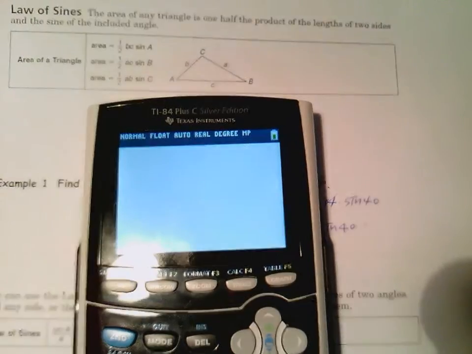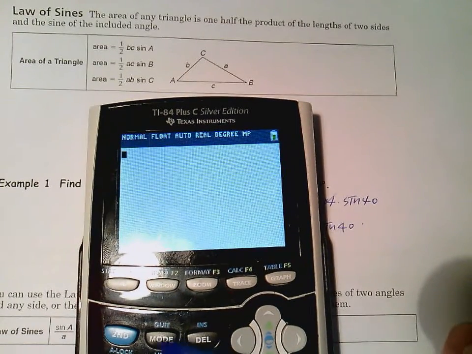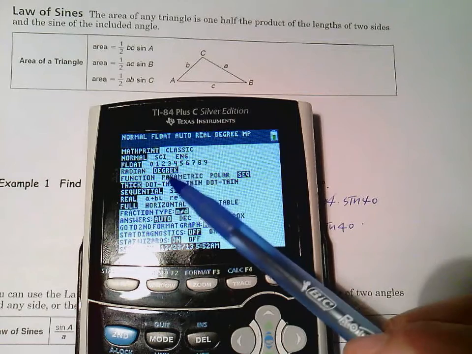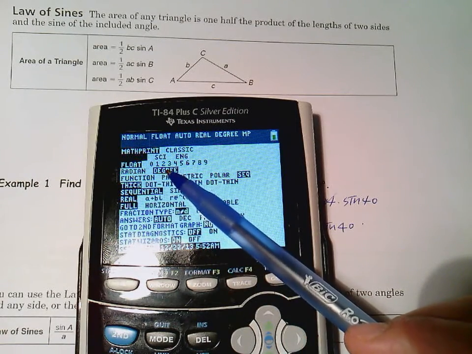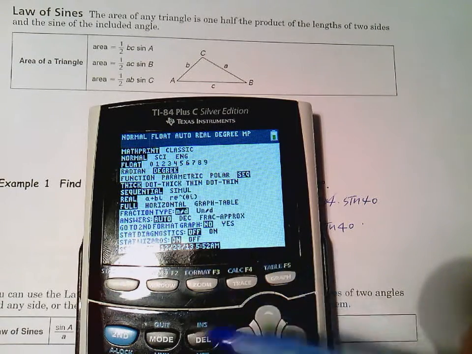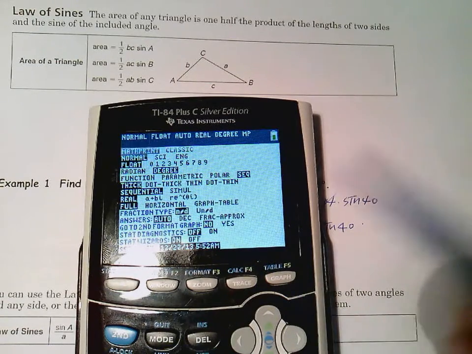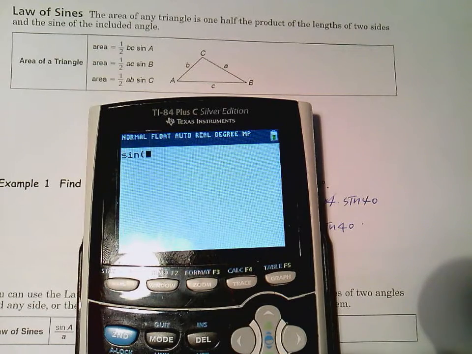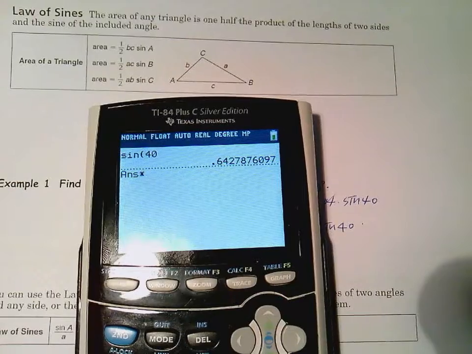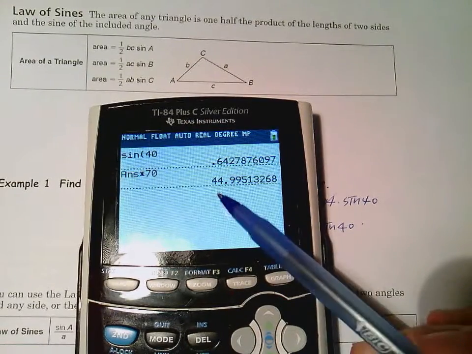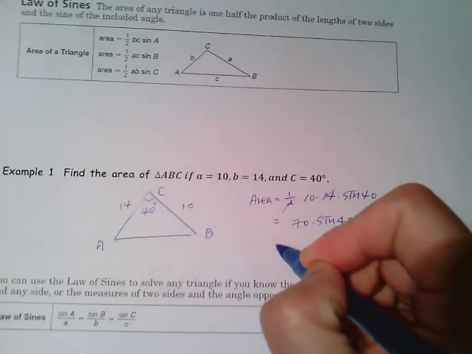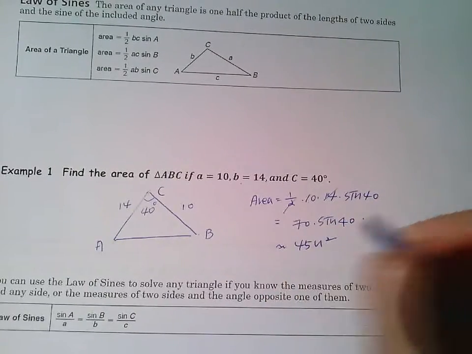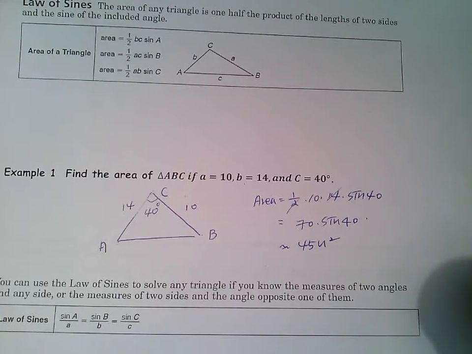Before you use a calculator, you have to check your mode to make sure it is set to degrees. Don't use radians, okay? Don't get confused. My calculator has been set to degrees. So now go second quit. Now I'm going to plug in sine 40, enter, and multiply by 70 to get the answer, 44.99. So the approximation is 45 units squared. That's the answer for example 1.